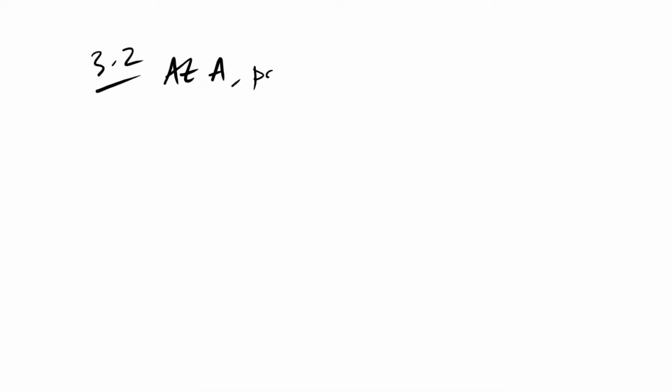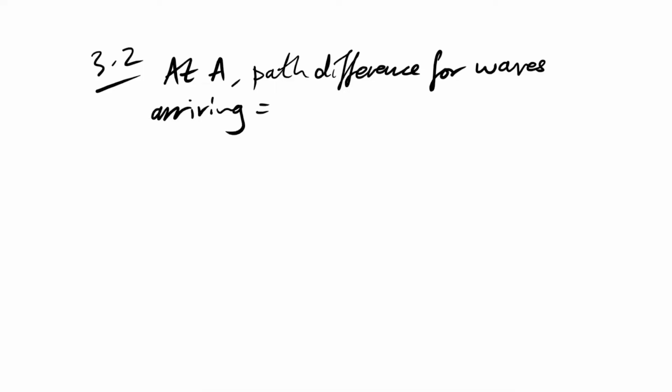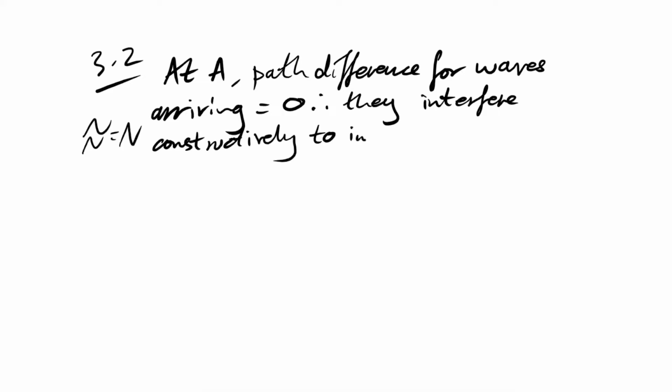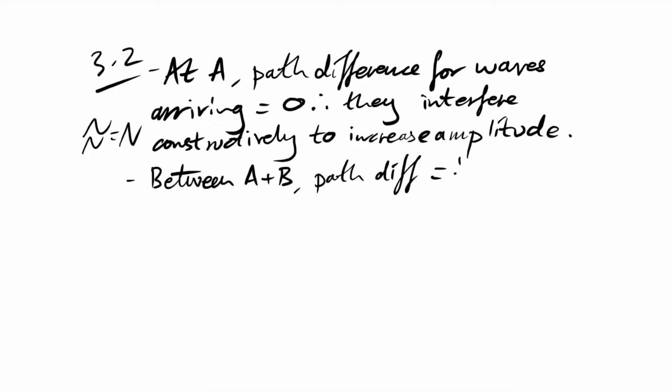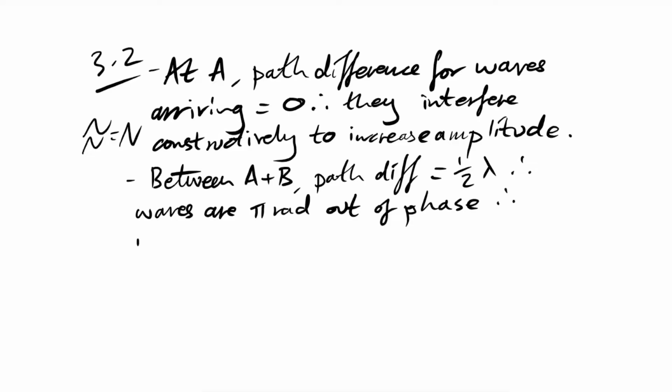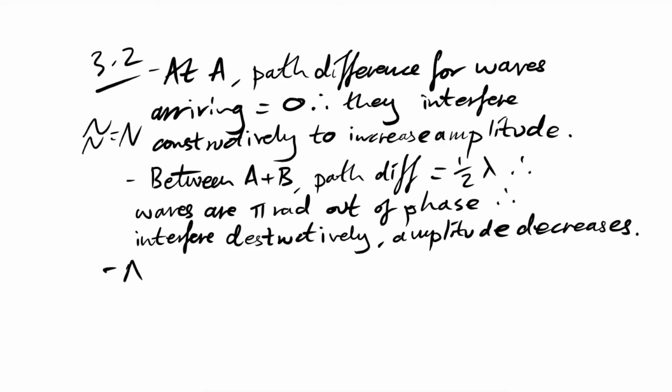At A, the path difference for waves arriving at A is equal to 0. Therefore, they interfere constructively, to increase amplitude. Between A and B, path difference is equal to half a wavelength. Therefore, waves are pi radians out of phase, 180 degrees out of phase, doesn't matter. Therefore, they interfere destructively, amplitude decreases. And then at B, path difference is equal to lambda, constructive interference occurs.